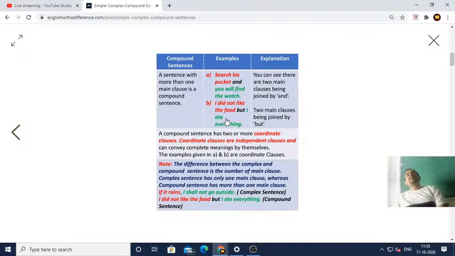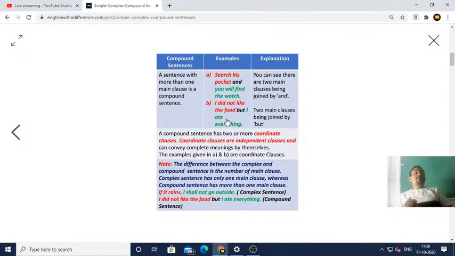Like for example, if I go to the shopping complex, I shall find some goods. So here also you can see in this sentence, I shall find some goods is called the main clause. Okay, but the first part of the sentence, if I go to the shopping complex, this is called the subordinate clause. So this is an example of a complex sentence. Why? Because in this sentence there is one main clause and one subordinate clause.